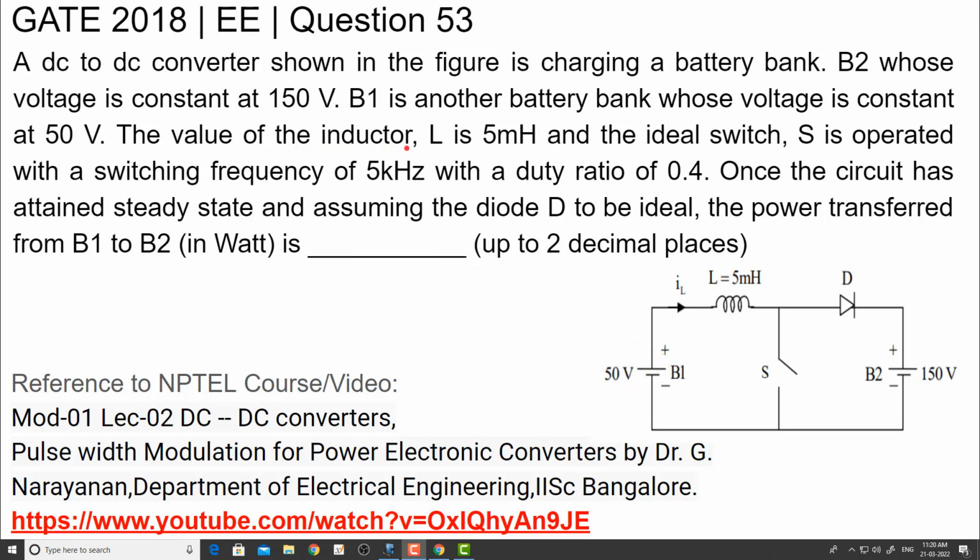The value of the inductor L is 5 millihenry and the ideal switch S is operated with a switching frequency of 5 kHz with a duty ratio of 0.4. Once the circuit has attained steady state and assuming the diode D to be ideal, find the power transferred from B1 to B2 in watts. To know the concept and detailed analysis of the buck boost converter, the audience can go through the given NPTEL video link.